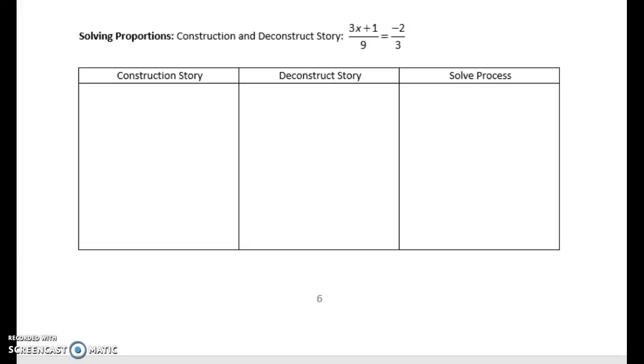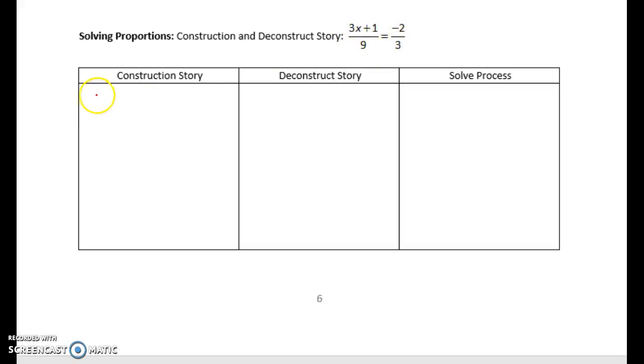A proportion is simply a comparison between two things, generally written as a fraction. And solving proportions is just a special type of equation. It really is no different than any of the other equations that we've been working with. This is just when you have a fraction set equal to another fraction, but the process is exactly the same.